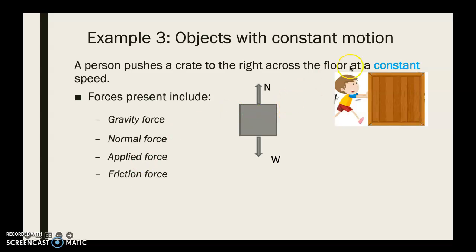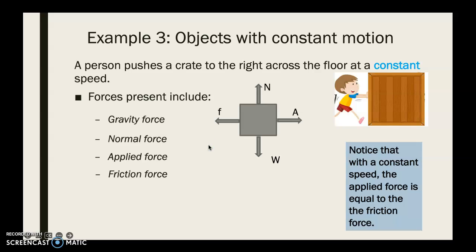But now we have to think about my applied and my friction. The applied is going to the right because it's being pushed to the right, and my friction is going to go to the left. But the fact that it's moving at a constant speed means I actually want my friction arrow to be identical in size to my applied arrow. Remember, a balanced force can mean an object is not moving, or it can mean an object is moving at a constant speed. Okay?